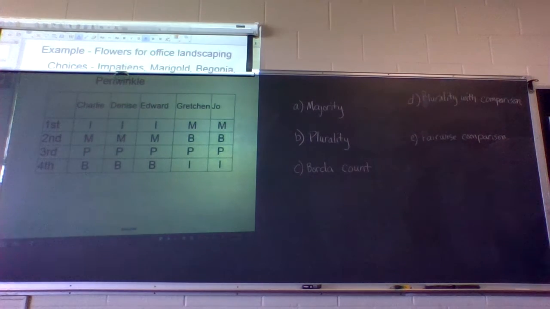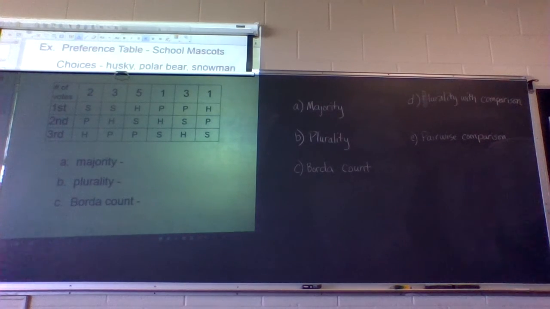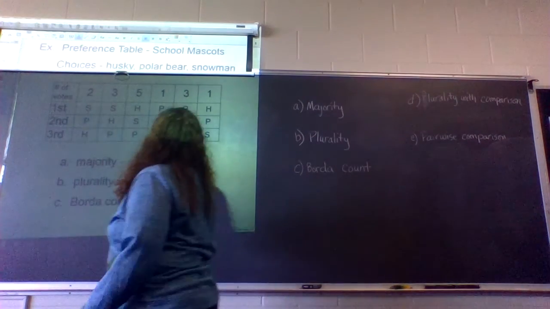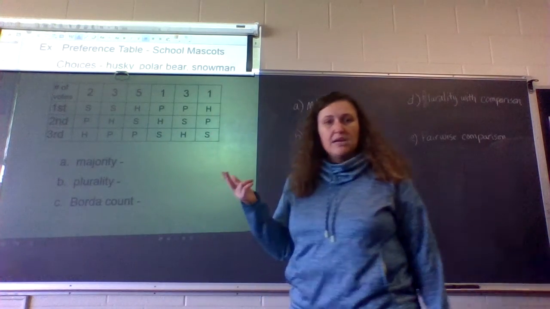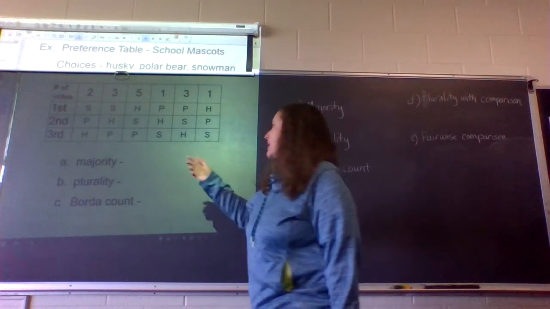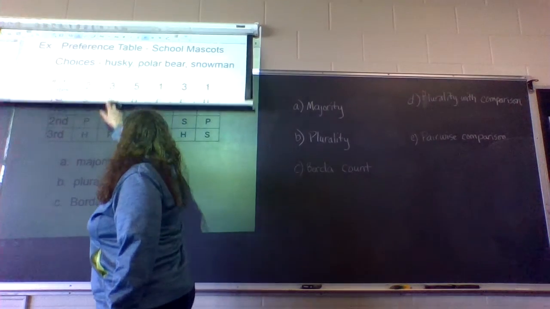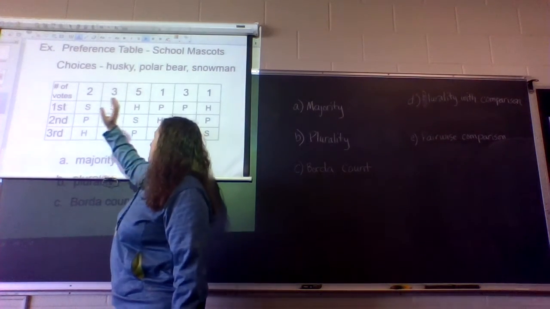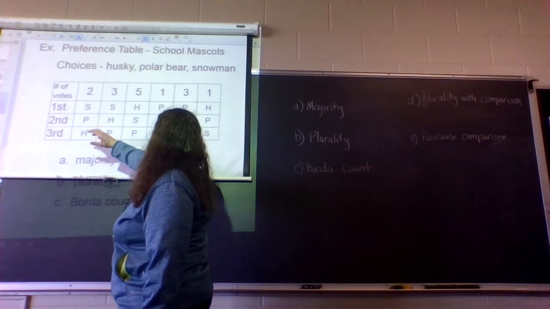All right, let's move on to example 2. In example 2, we're getting a new mascot or something here: husky, polar bear, and snowman. And we put it into this table here. So I'm definitely going to need to put this on here. But we've got our snowmen, we've got our polar bears, we've got our huskies.